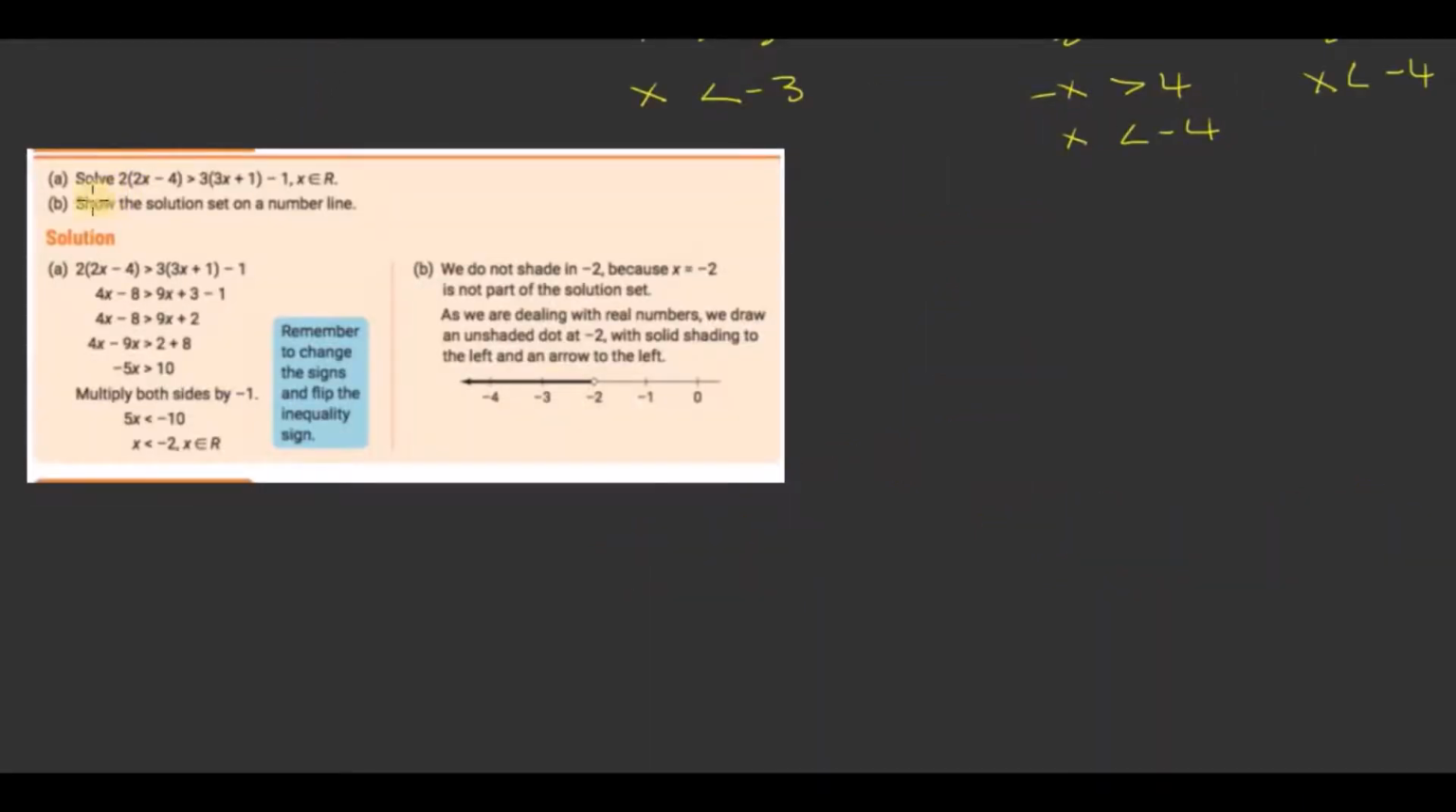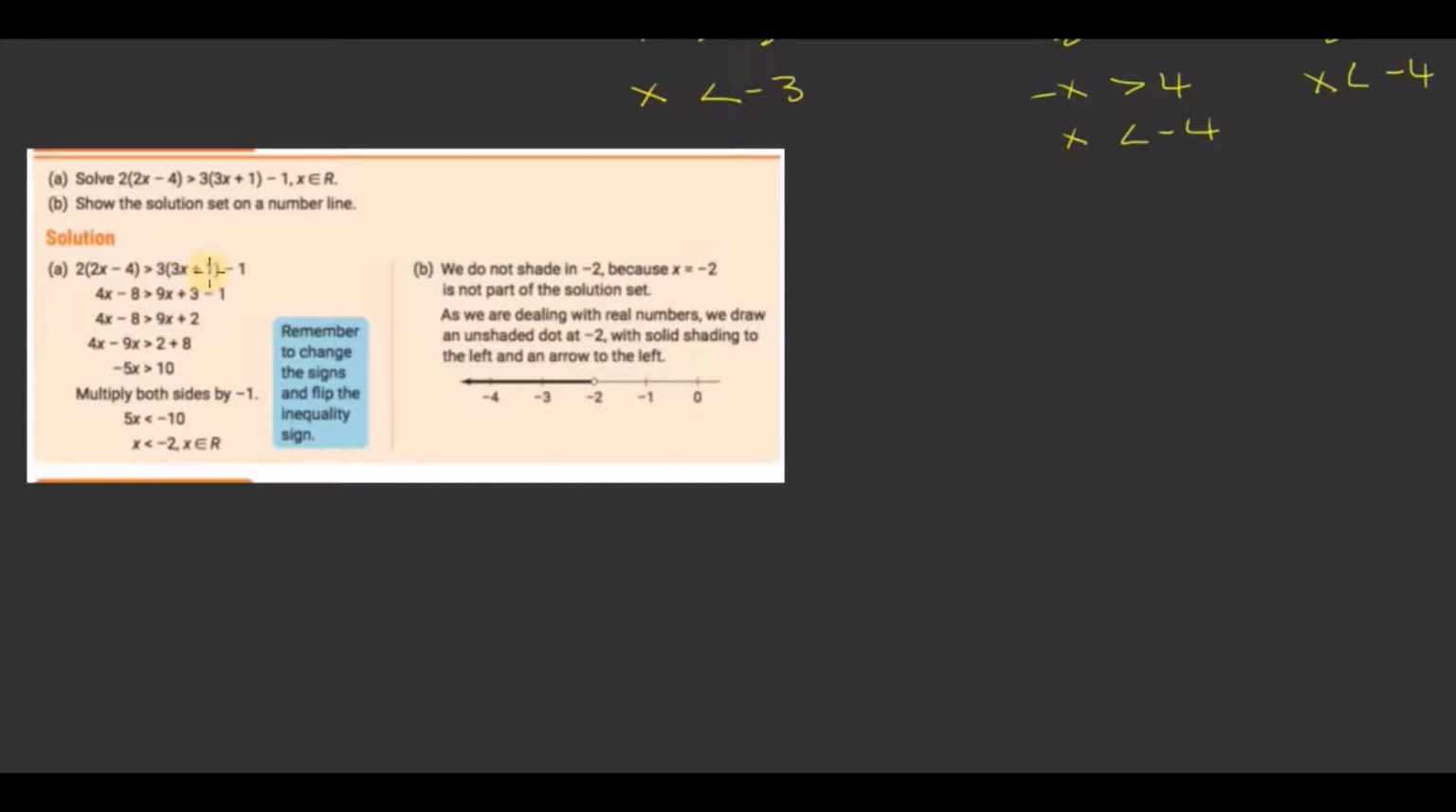Okay, let's look at this example. Solve 2(2x - 4) > 3(3x + 1) - 1, where x is a real number. You solve it in the very same way that you would solve an equality, an ordinary equation. You multiply your 2 into the 2x - 4, and you're going to get 4x - 8. You then put in your inequality sign, and then you continue on as normal.